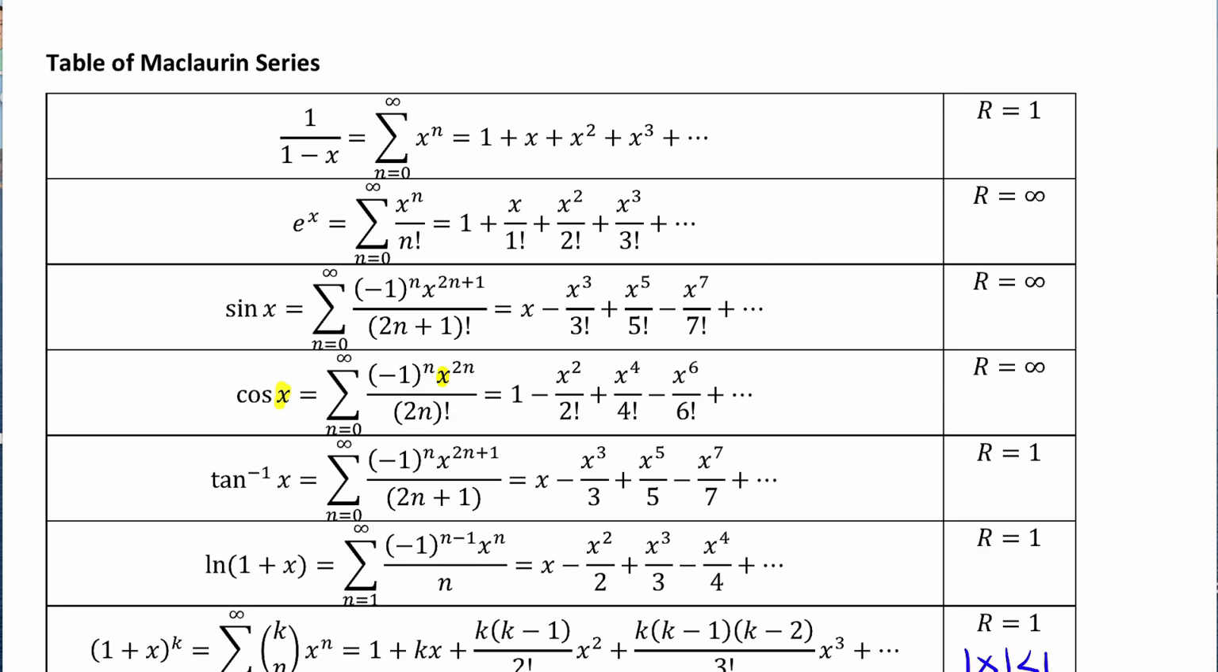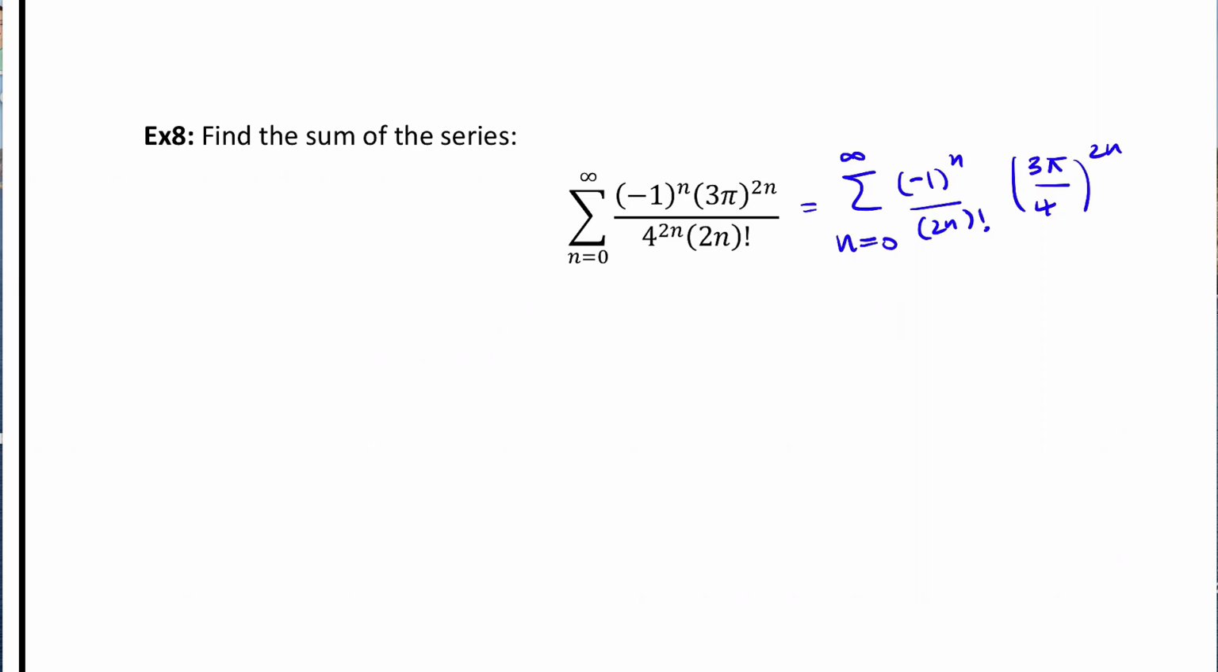So then this is just equal to cosine of 3 pi over 4. That's it. Now, cosine of 3 pi over 4, you all know it's negative root of 2 over 2.